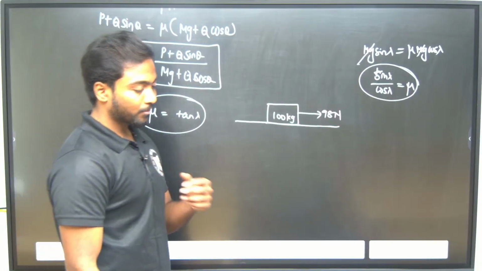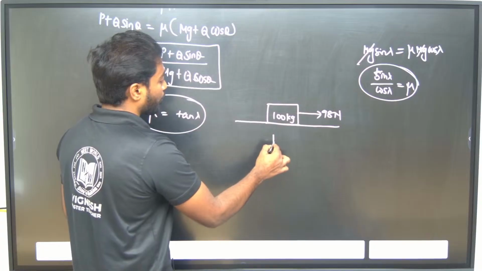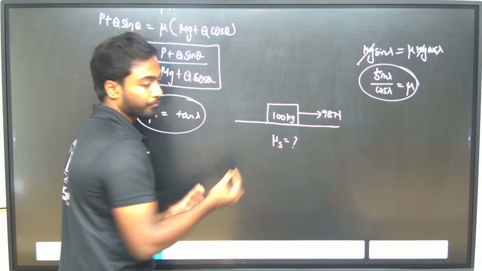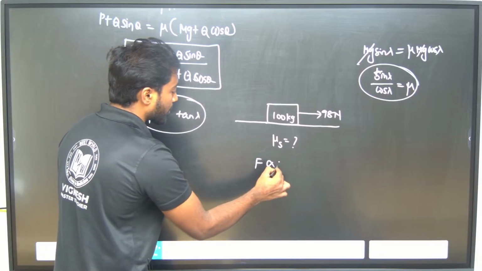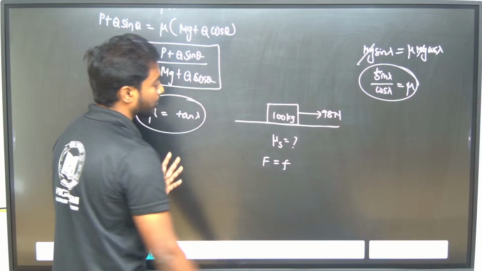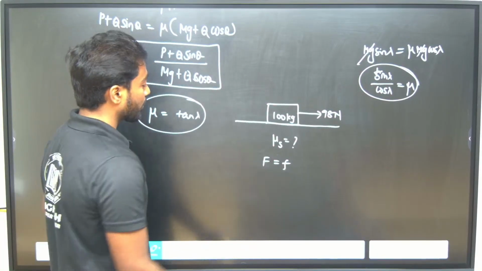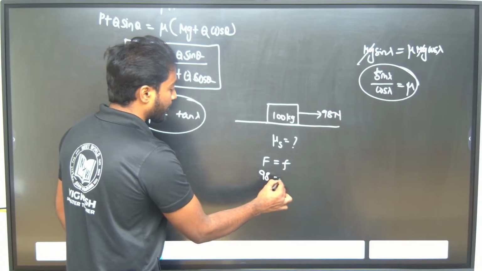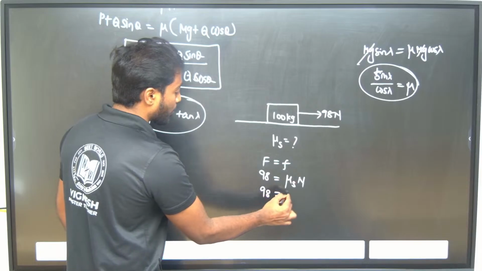Now what they are saying is, I need to find the value of mu. This is the equation. So F is equal to f, just to kickstart. So F is 98, which will be equal to mu s into N. So 98 will be equal to mu s.